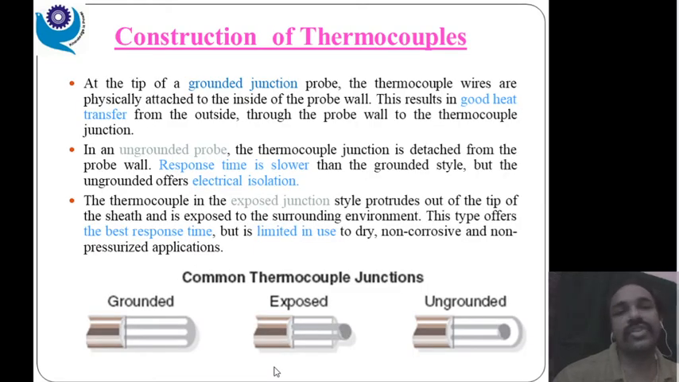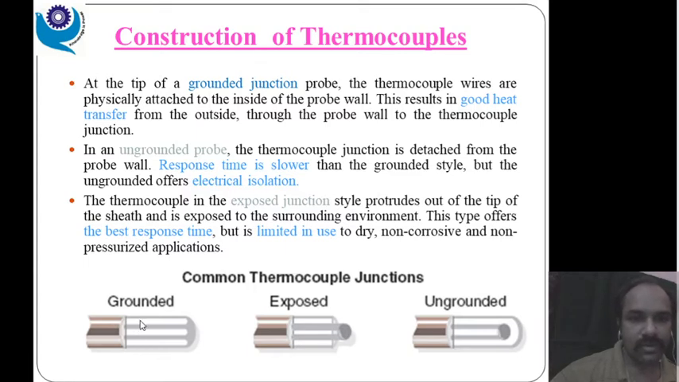Next part is the construction of thermocouples. Basically there are three common thermocouple junctions we can see over here: grounded, exposed and ungrounded. So see, here is basically the probe, and this is the probe wall. This is a supporting structure for the thermocouple wires. There are different metals inside, 1, 2, 3 for example.